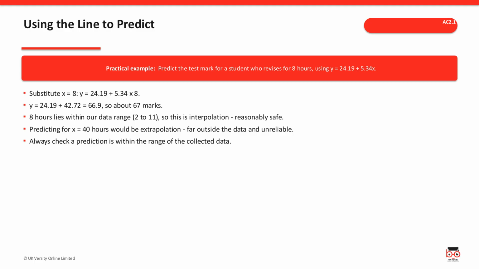Let's actually use it. Predict the mark for a student revising 8 hours using y equals 24.19 plus 5.34x. Substitute x equals 8, that's 24.19 plus 5.34 times 8, which is 24.19 plus 42.72, giving 66.9, so about 67 marks. Now, 8 hours sits inside our data range of 2 to 11 hours, so that's interpolation and reasonably safe. Predicting for 40 hours would be extrapolation, way outside the data and not to be trusted.